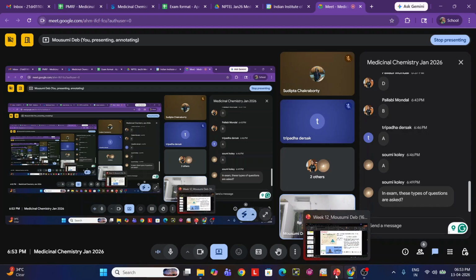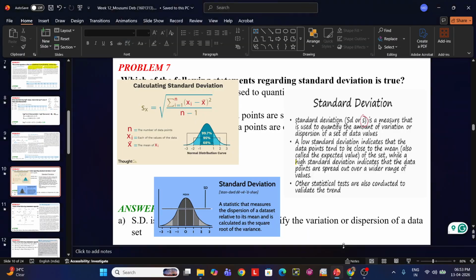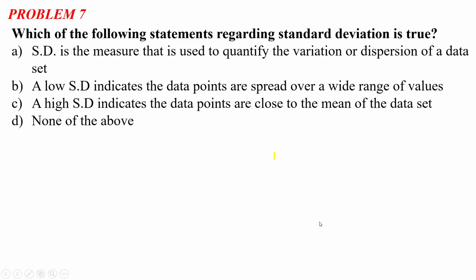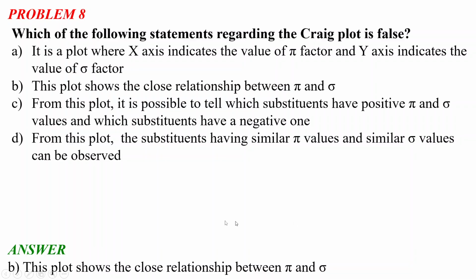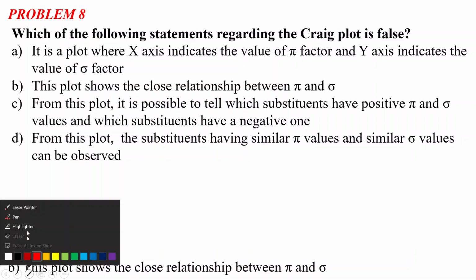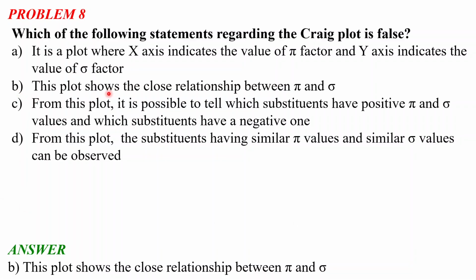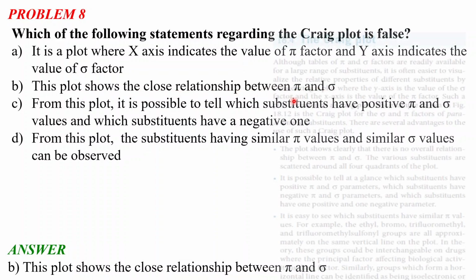Okay, so I think there is no answer for the problem number 8. Let me show you the answer and let us discuss the Craig's plot. So basically, the correct answer is number B. The statement which is false says that this plot shows the close relationship between pi and sigma. This statement is false.